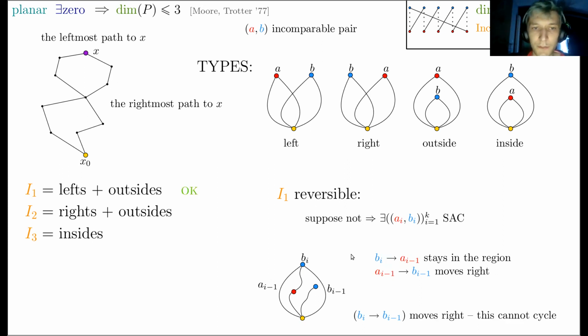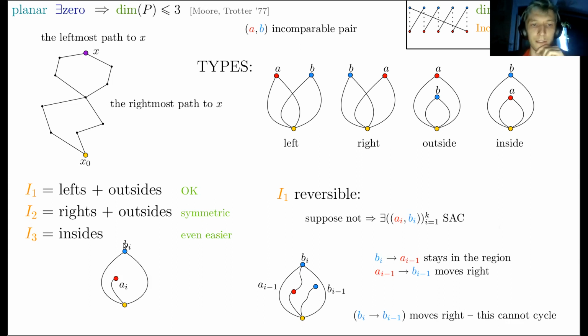So this shows that I1 is reversible. Now I2 is by symmetry, so this is exactly the same argument, but replace every time I said left with right and right with left. And about inside, this one is even easier, but let me also do this.